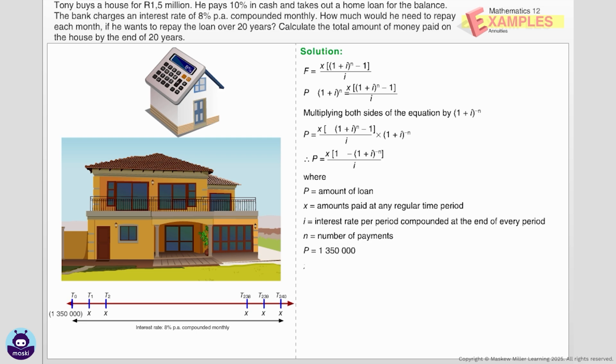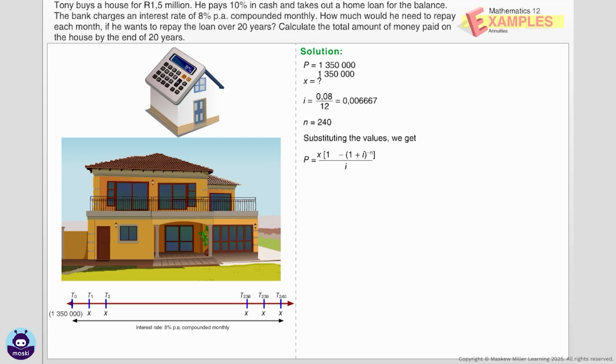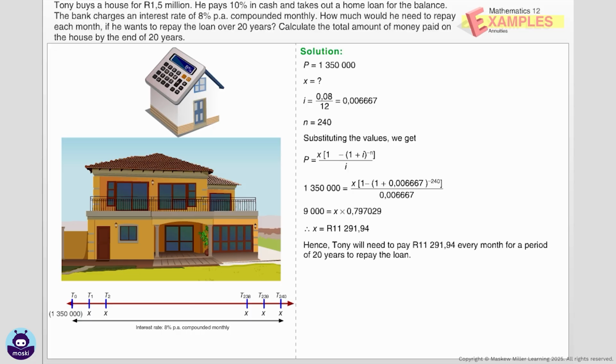Here, therefore, X equals 11,291 rand 94 cents. Hence, Tony will need to pay 11,291 rand 94 cents every month for a period of 20 years to repay the loan.